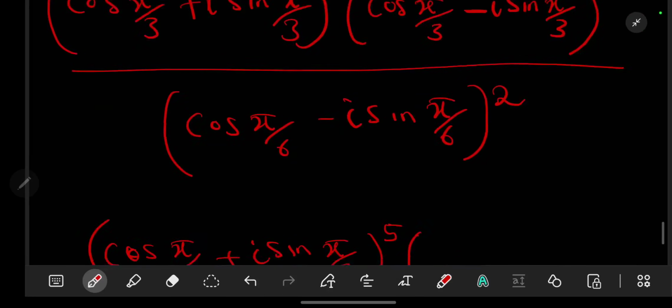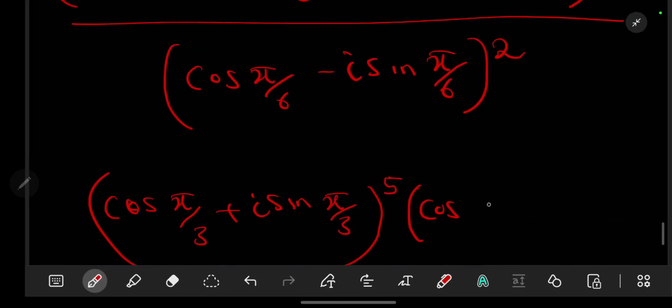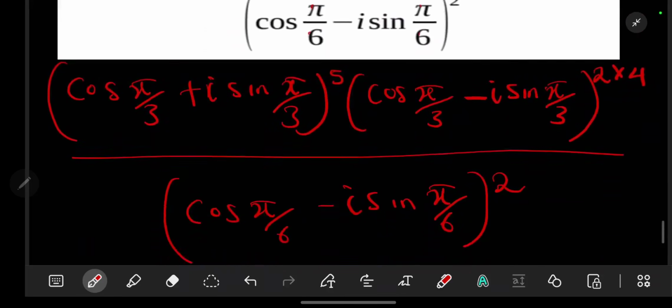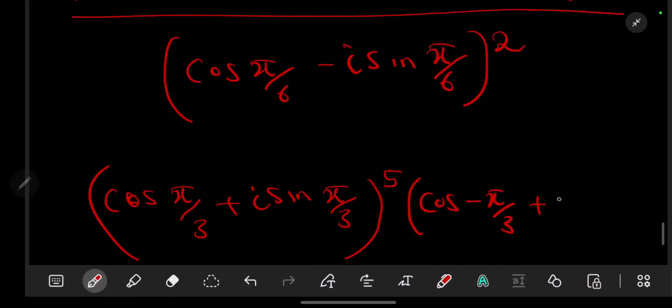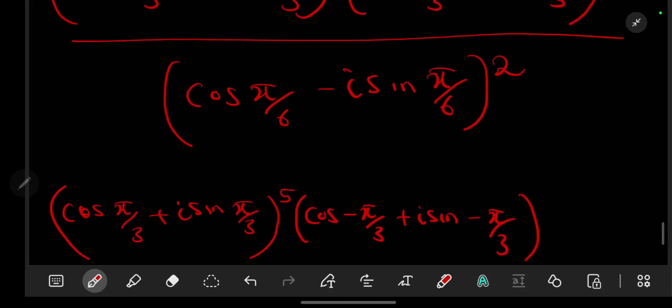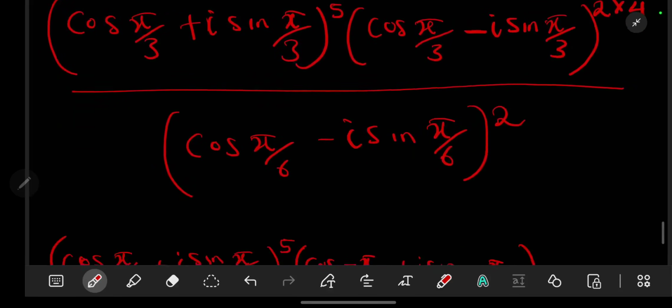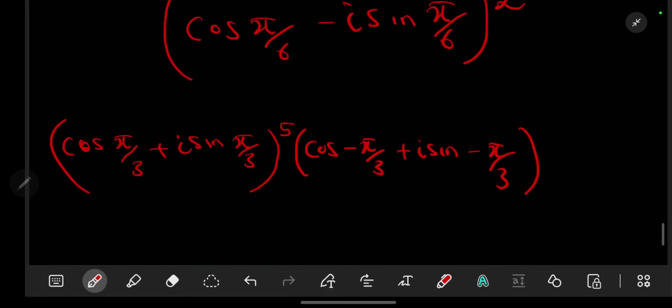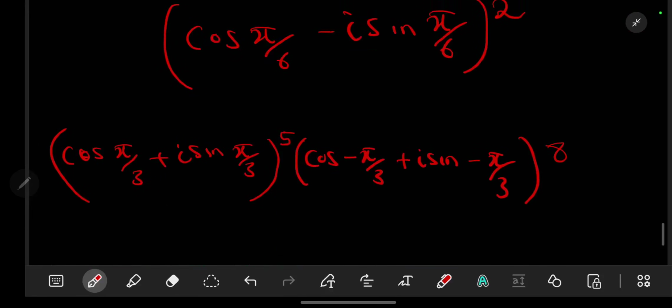What do we have? We have cos. Cos is an even function, so even if we add the negative, it doesn't change anything. So we have the negative there. Then we have our positive i sine of, let me reduce the font and move it, so this gives us negative pi over 3. Then the power is 2 times 4, which is 8. So we have power 8.